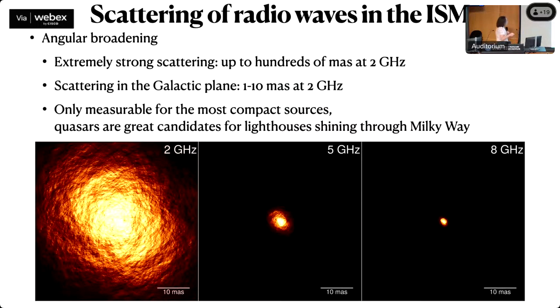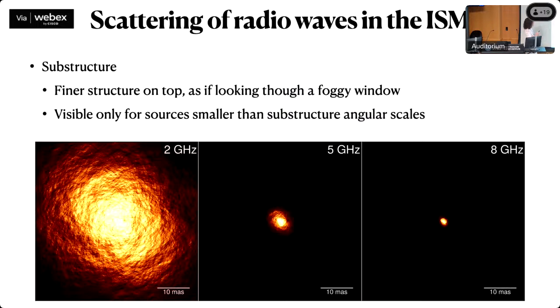So first, and most noticeable, is angular broadening. In some regions of the Milky Way it can cause extremely strong scattering, up to tens or hundreds of milliseconds at typical radio frequencies. And still, it is only measurable for the most compact sources. That's why quasars and AGNs are prime candidates to use for this.